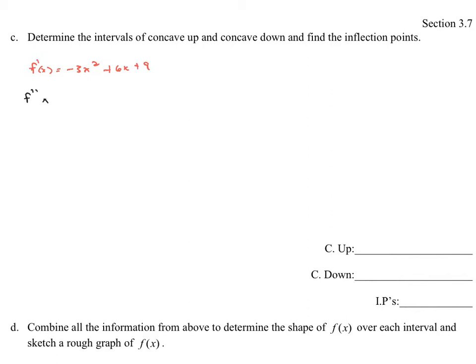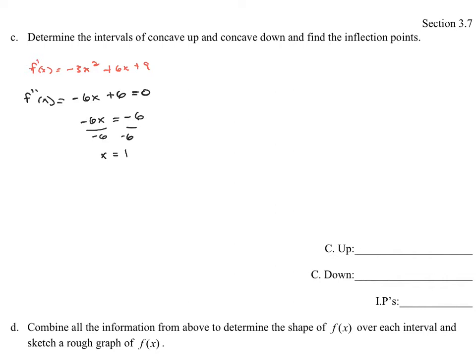The second derivative would then be, using the simple power rules, sum and difference rules, constant multiple rules, -6x plus 6. Again, we need to find when the second derivative is equal to 0 or undefined for possible inflection points. This is never undefined as it's a linear function, a polynomial function. So let's set this equal to 0. Subtract 6 from both sides. You'd have -6x equals -6. Divide both sides by -6, and I'm ending up with x equals a positive 1.